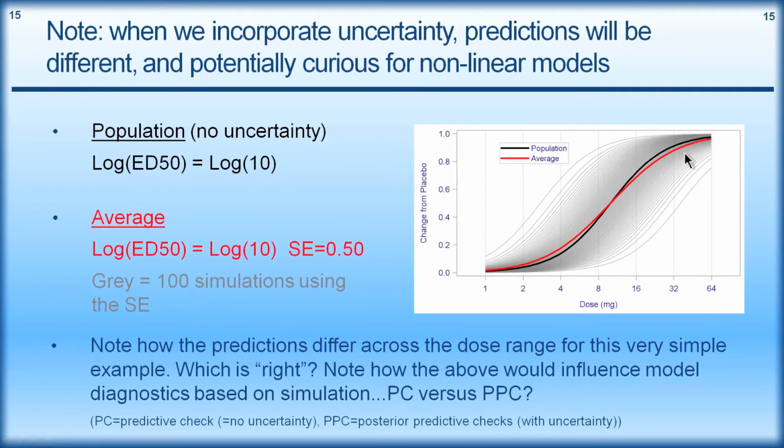What you can see is that the red line, because it's a nonlinear model, is generating a different average prediction relative to the population prediction. So we may ask, which of these is right? Which is the better estimate of the average prediction here at 16 or at 32?